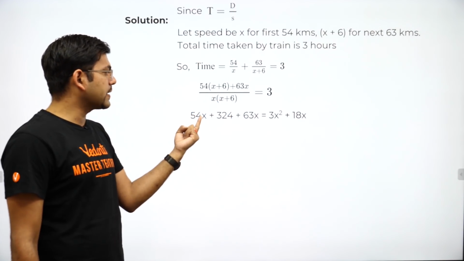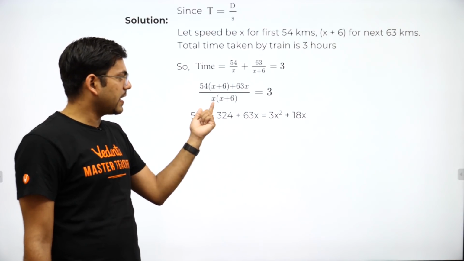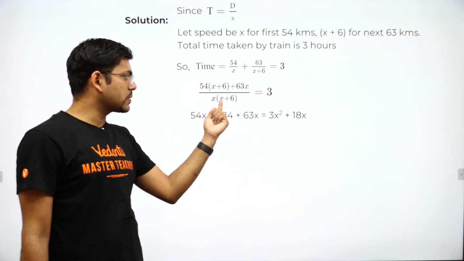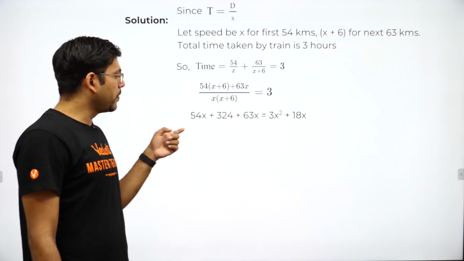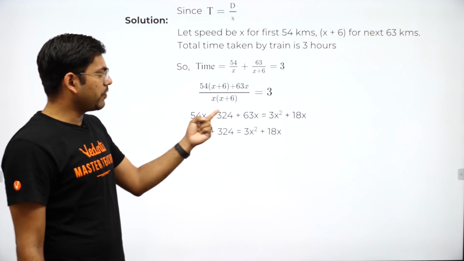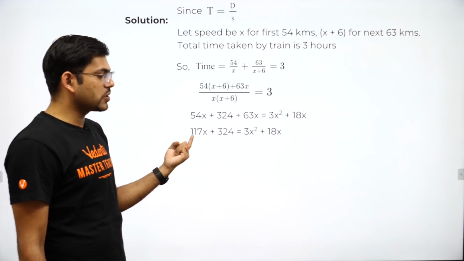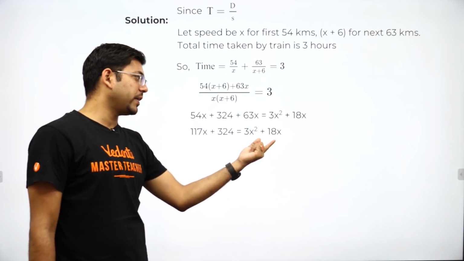This is the calculation. 54 into x plus 54 into 6 is nothing but 324 plus 63x, and sending this x into x plus 6, x square plus 6x to this side, getting 3x square plus 18x. Moving to the next, this is 117x. How? Adding 54 and 63, 117x plus 324 is equal to 3x square plus 18x.